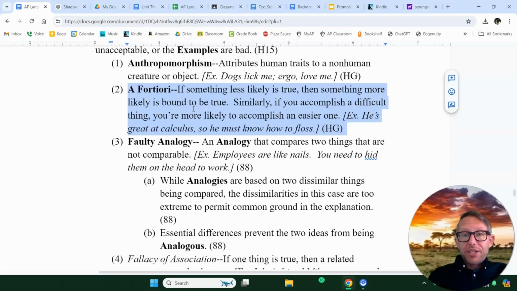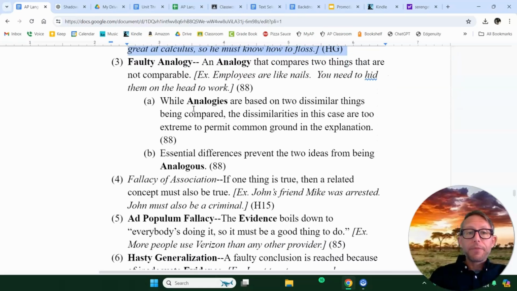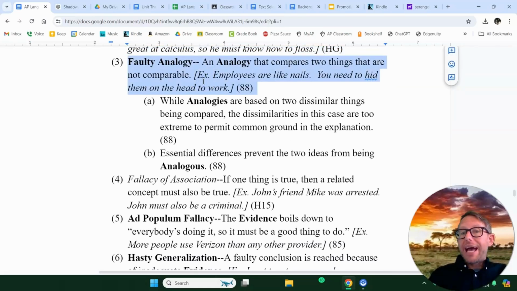What you know isn't always an indicator of what you do or don't know. What you can do isn't always an indicator of what you can and can't do outside of that specific sphere. So just because a guy's great at calculus doesn't mean he knows how to floss, okay? We've got this concept of a faulty analogy when you're comparing 2 things that aren't necessarily all that comparable.